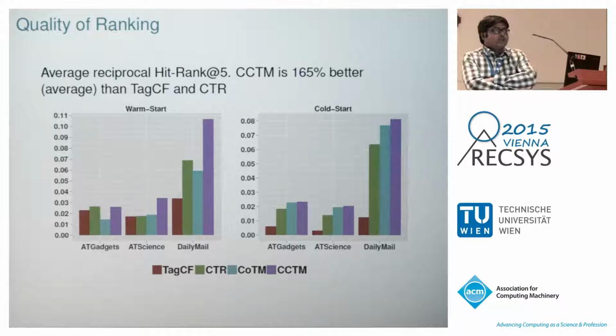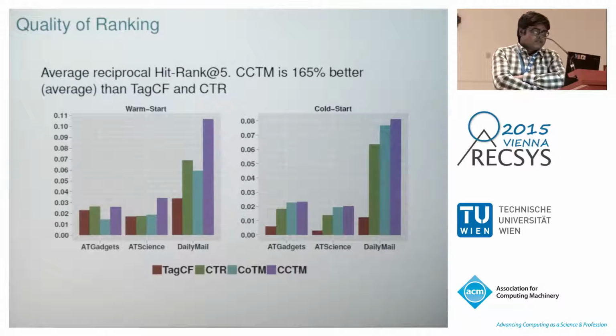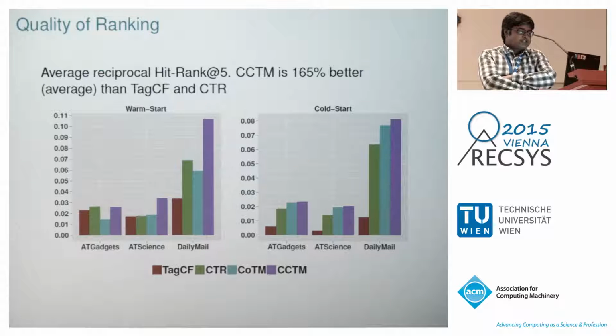Thirdly, we compare using ranking. Here we use hit rank at 5, where CCTM is 165% better than tag CF and CTR on all the 3 datasets.